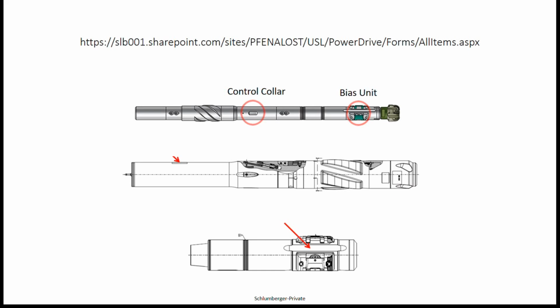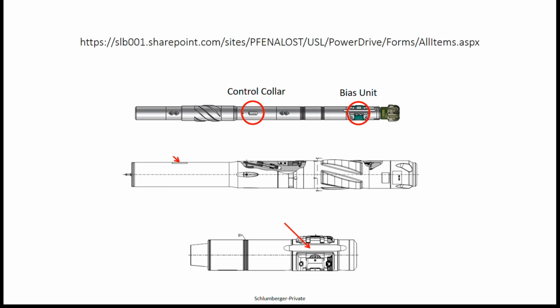So to retrieve your OST is a two-step process. The first step is to properly identify the orbit shipped to your location. This can be achieved by locating two serial numbers stamped on the tool. The first serial number being the bias unit. This is located on a recessed groove between two pads. The second serial number is for the control collar. This is stamped on a flat plate located between the two anchor bolts.